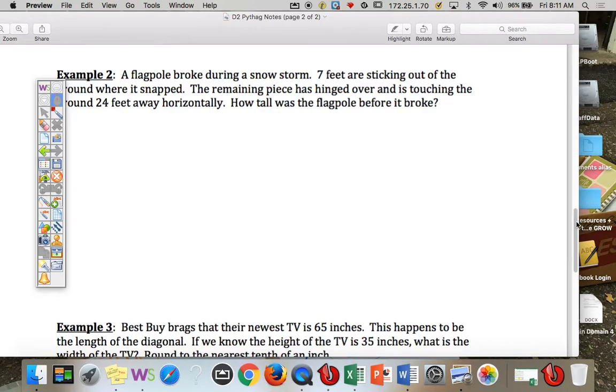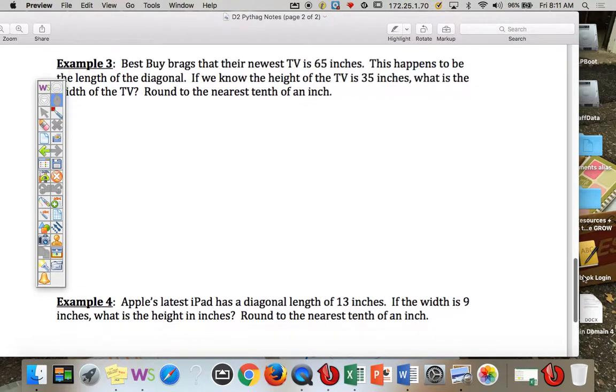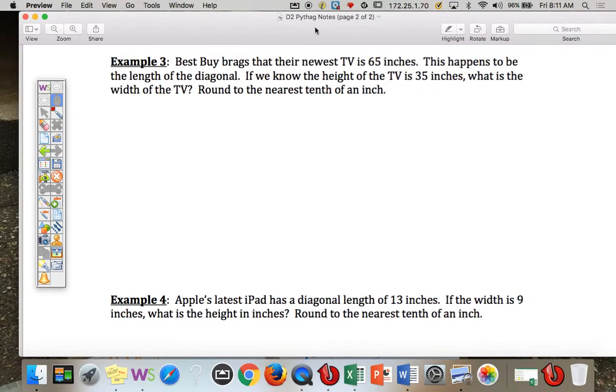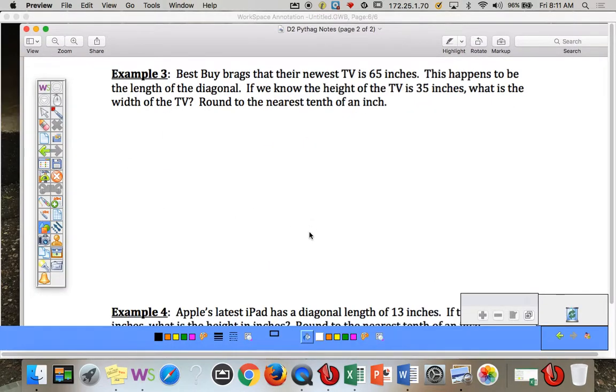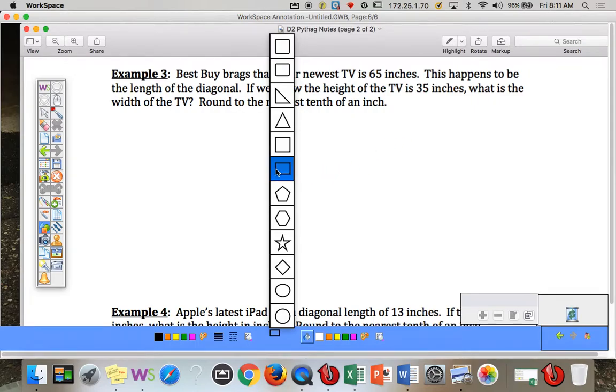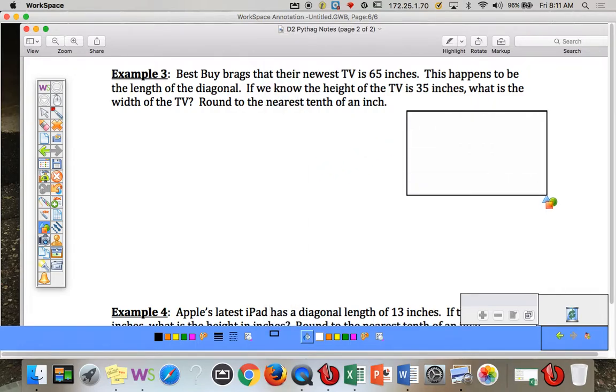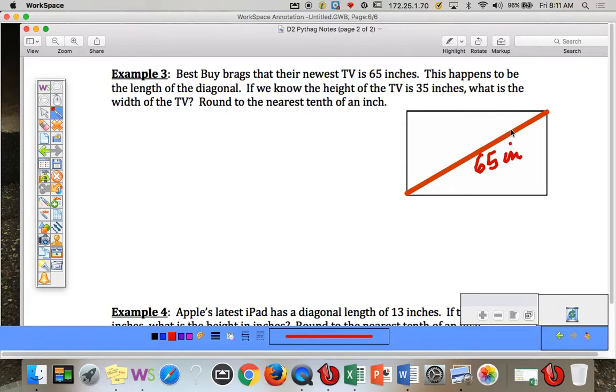Okay, a few more examples. 2 more. Best Buy brags that the newest TV is 65 inches. This happens to be the length of the diagonal. If we know the height of the TV is 35 inches, what is the width? Okay, so again, when you buy a TV, they measure it by the diagonal. So we're going to say this is a 65-inch TV. And we know that the height is 35 inches. What is the width? I'll call it W.